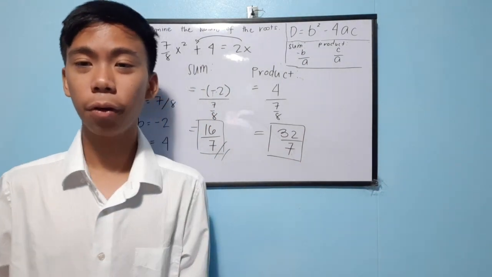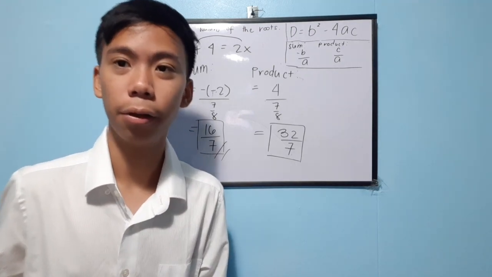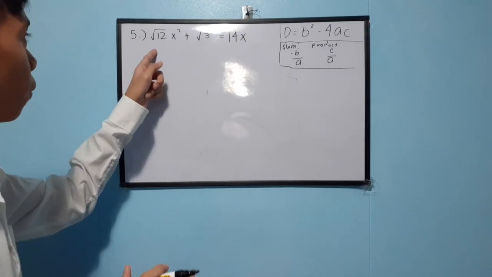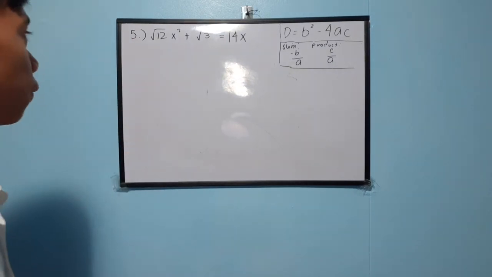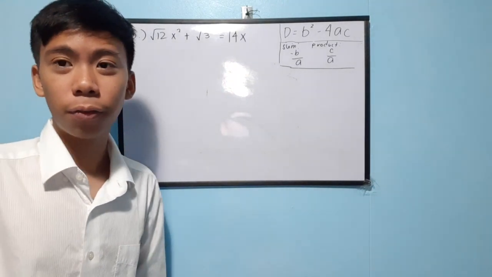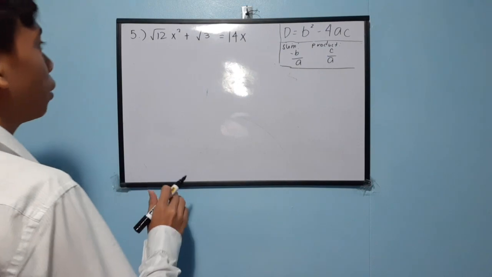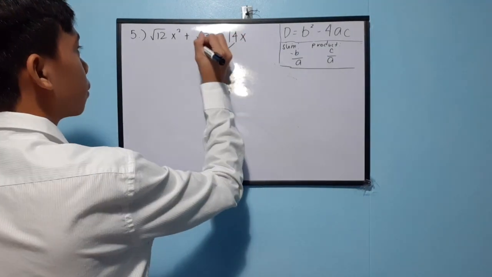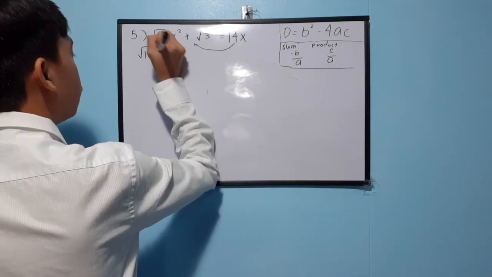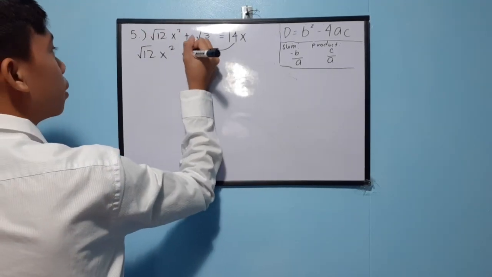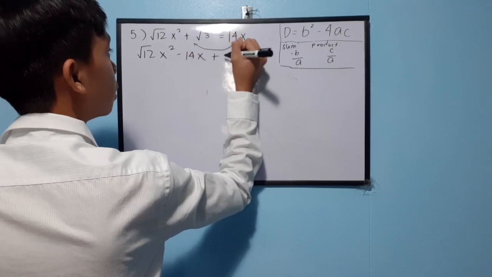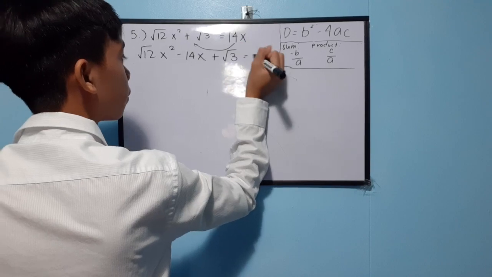Now, let's move on to our last example. So here's our last example. We have square root of 12x squared plus square root of 3 equal to 14x. Now, we need to transpose 14x. So this will be square root of 12x squared minus 14x plus square root of 3.